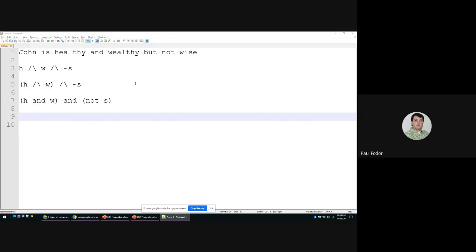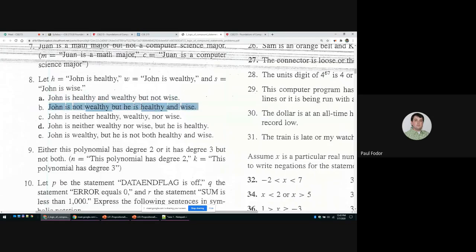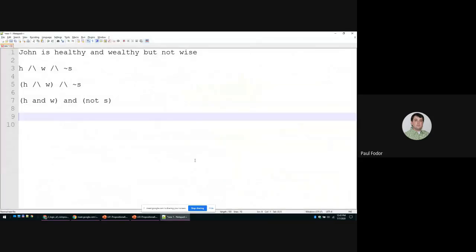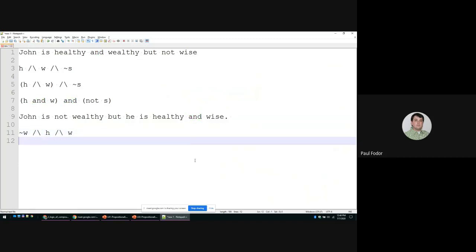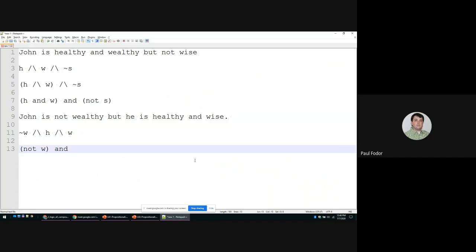Okay, next statement. John is wealthy, but he is healthy and wise. So John is not wealthy. So not wealthy and healthy and wise. Again, now that I look at it, I do prefer to write a logical formula, but I will also show you how to write the English version. Not wealthy and healthy and wise. Okay. This is good. Next.